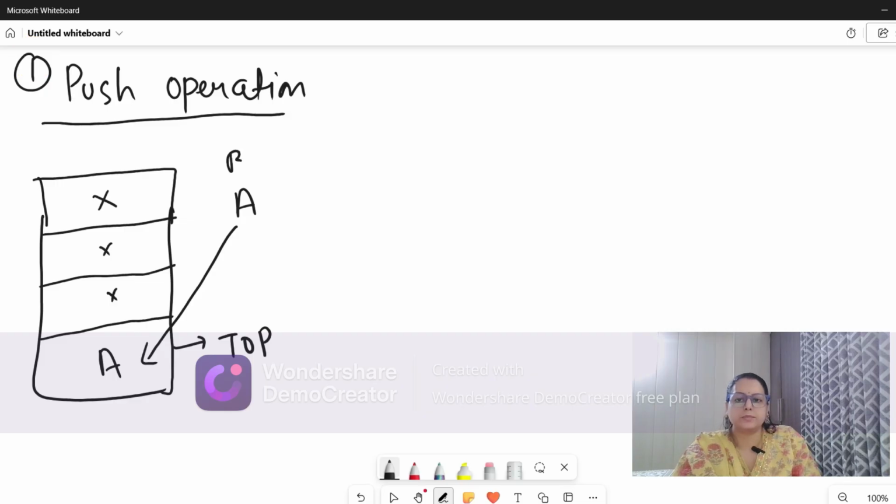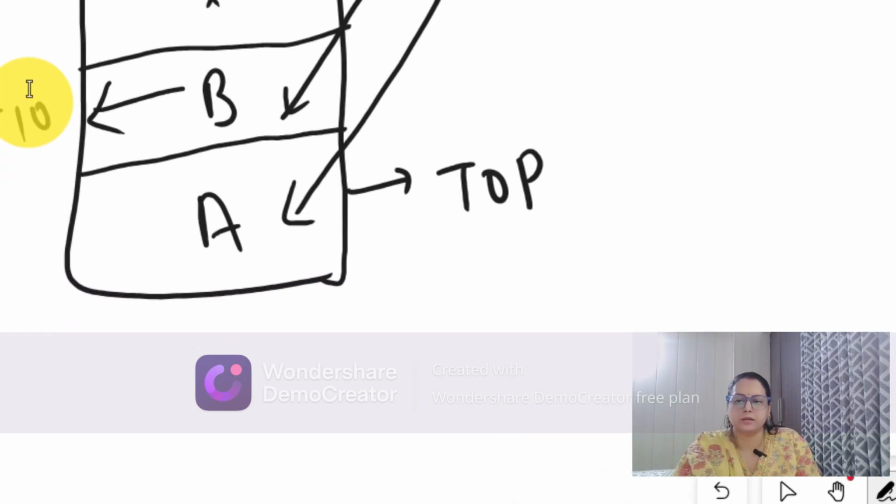Now the next element B is coming over here. Okay. So in this place, we will place B. B is coming over here and B will be placed. Now B becomes the top element. Okay. Again, this place is empty now. The next element wants to come, that is C.